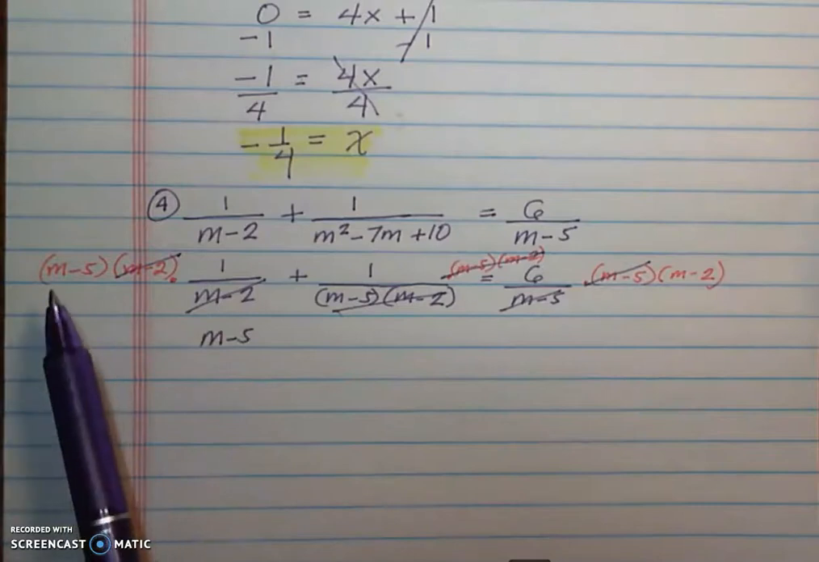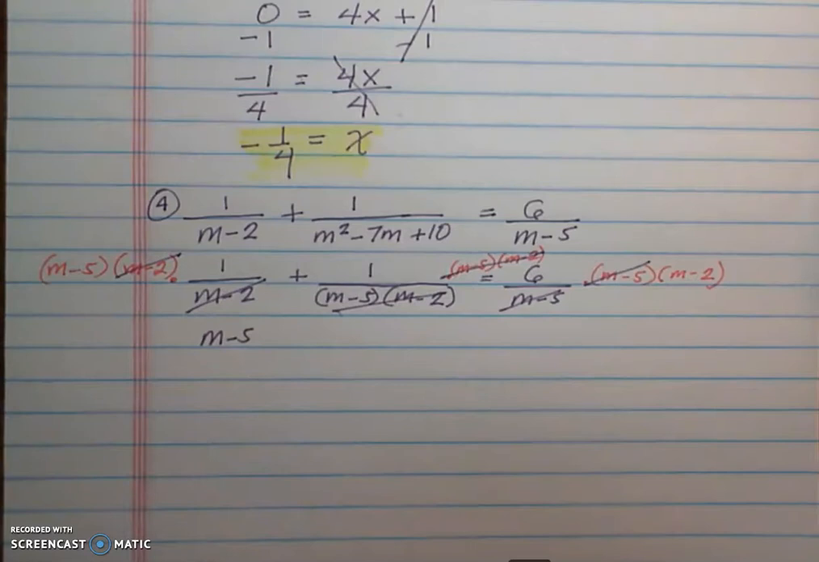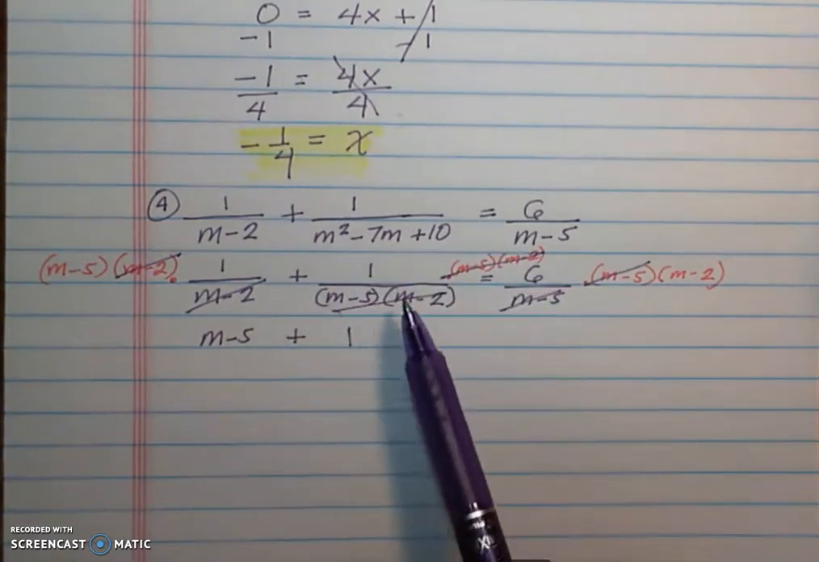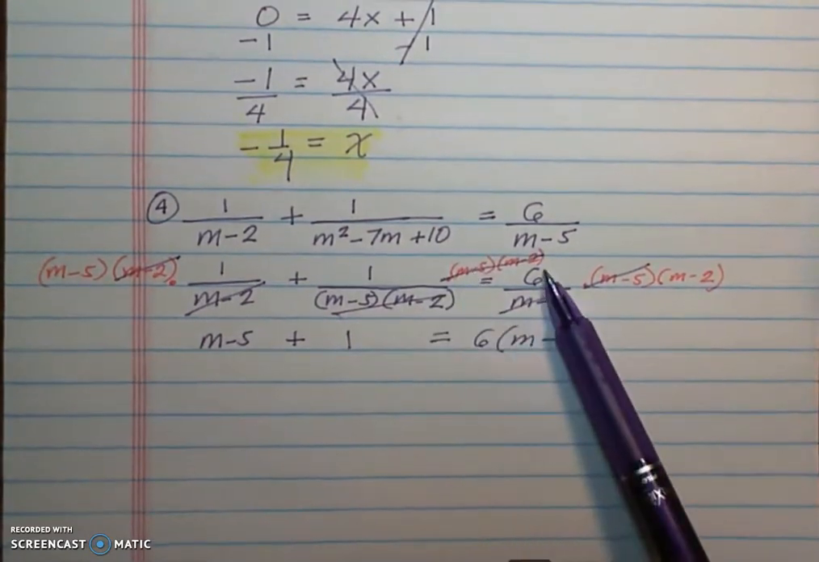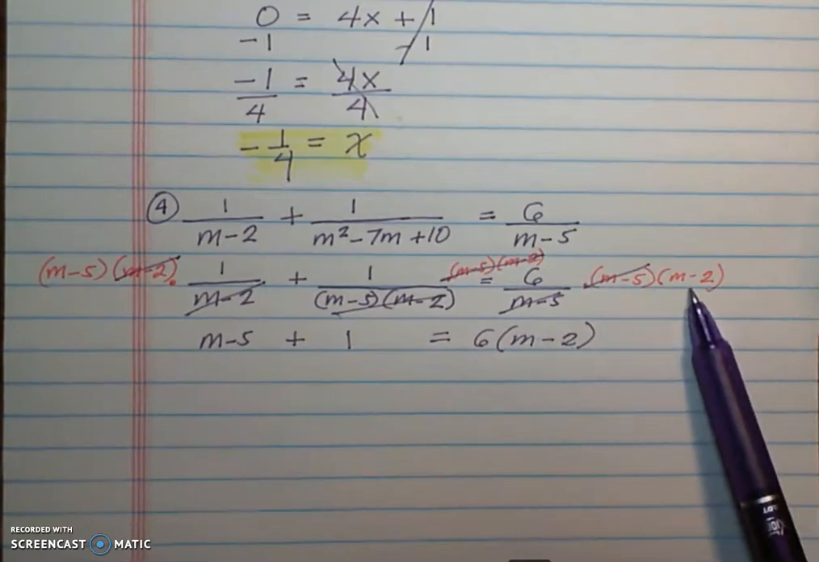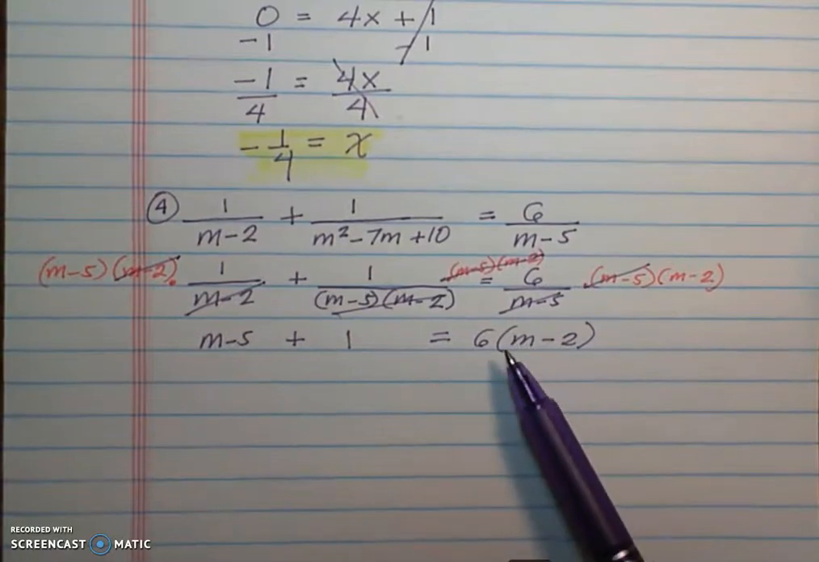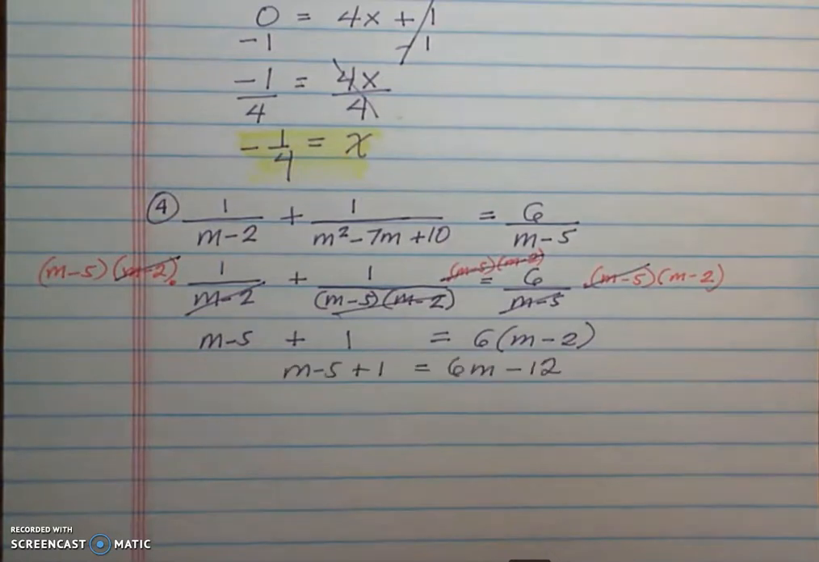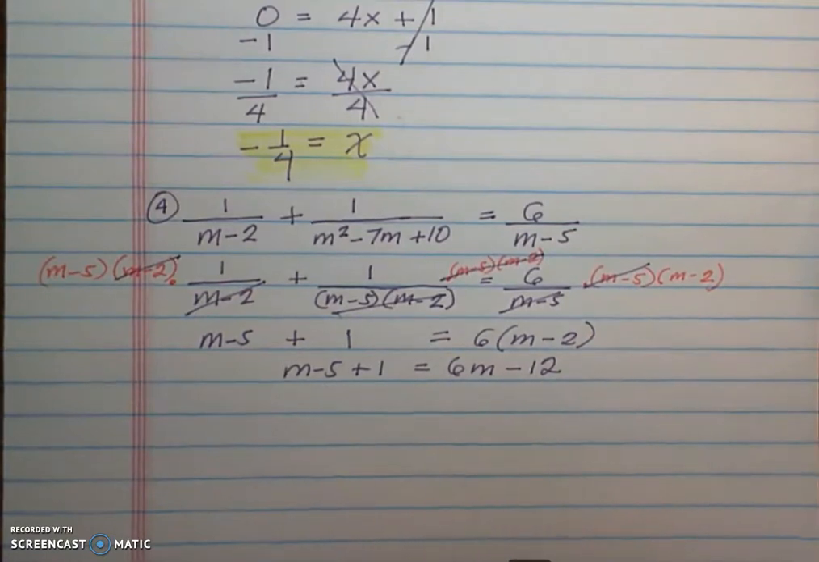All right, so for this one, this will just be 1 times m minus 5, which will just be m minus 5. And this whole expression right here just turns to a 1 because these two are already canceled out. And then you will copy down the equal sign, copy down the 6, and then multiply. Make sure that it has a parenthesis, m minus 2. Therefore, in this particular case, we are going to distribute the 6 to the m and the negative 2. All right, so no need for all those spaces. So now, m minus 5 plus 1 equals 6m minus 12.